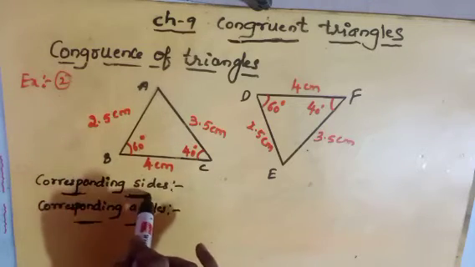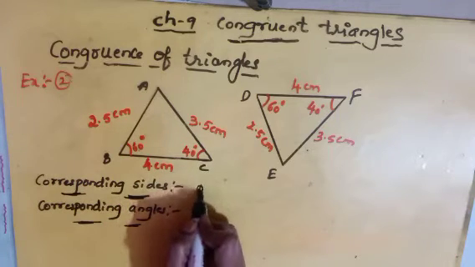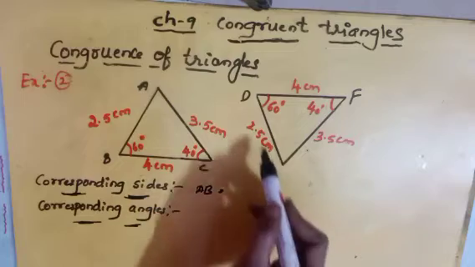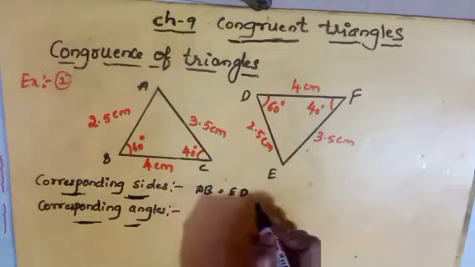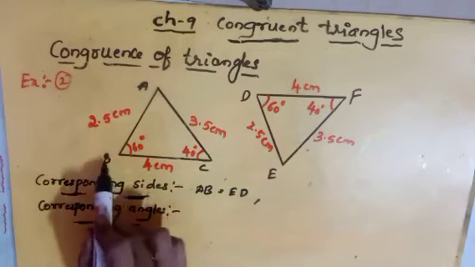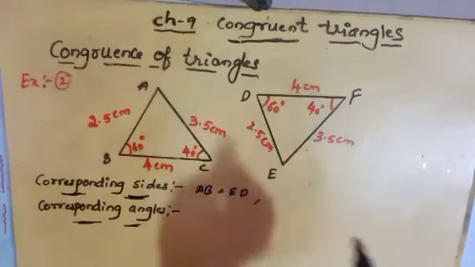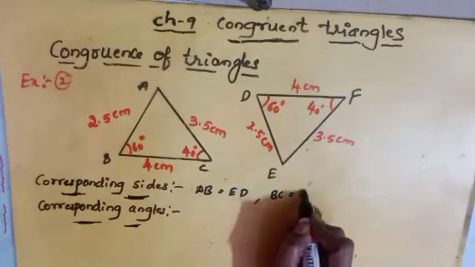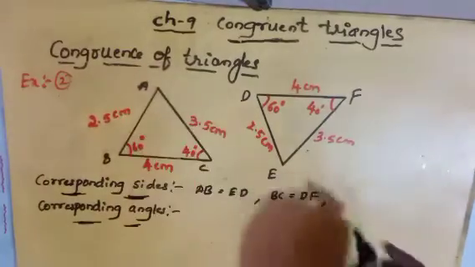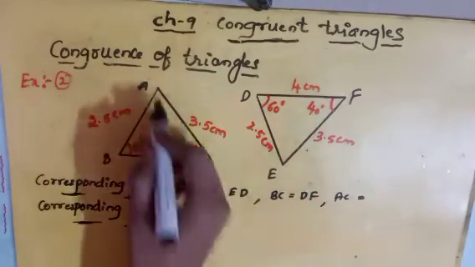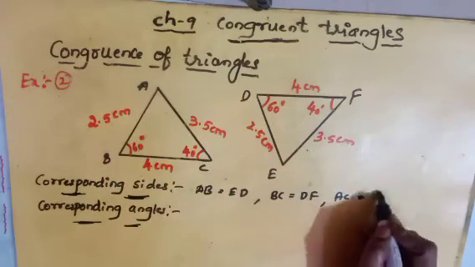First, let us write the corresponding sides. The side AB is how much here? The side AB is 2.5. Now ED is also 2.5. So side AB is equal to side ED. Next, side BC is 4 centimeters, and the side DF is 4 centimeters. Therefore BC is equal to DF. Next, the side AC is 3.5, and here the side EF is 3.5. The side AC equals the side EF.